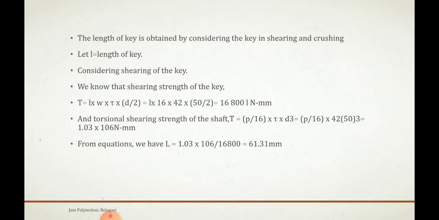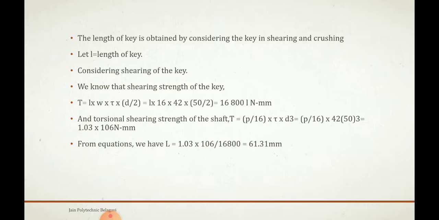Next, we have to obtain the length of the key by considering the shearing and the crushing stress. In the given data, the crushing and shearing stresses are already given. Let L be the length of the key. We know the shearing strength of the key: T equals L into W into tau into D by 2, where L is the length of the key, W is the width of the key, tau is the shear stress, and D is the diameter of the shaft. We know all the values, so go and substitute.